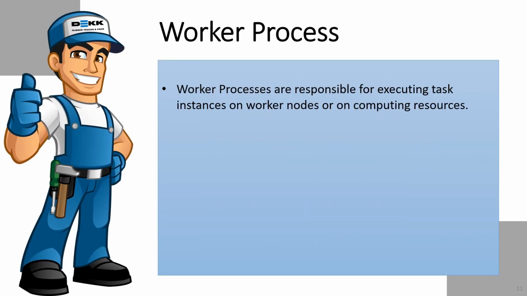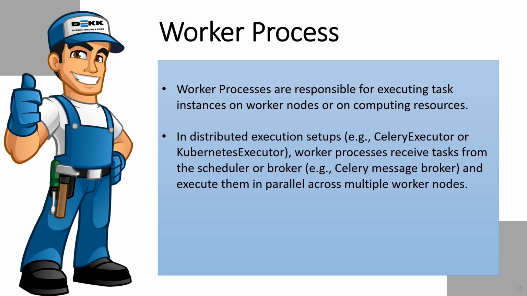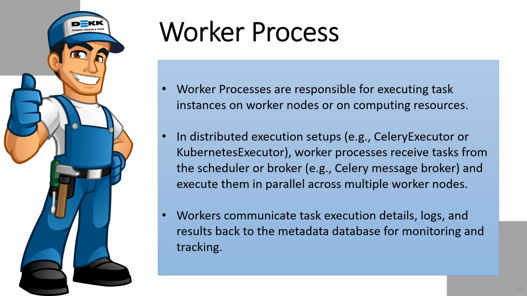The sixth component of Airflow is worker process. Worker processes are responsible for executing task instances on worker nodes or on computing resources. In distributed execution setups, worker processes receive tasks from scheduler or broker and execute them in parallel across multiple worker nodes. For more about distributed setups, we will cover these topics in upcoming videos. Workers communicate task execution details, logs, and results back to the metadata database for monitoring and tracking purpose.